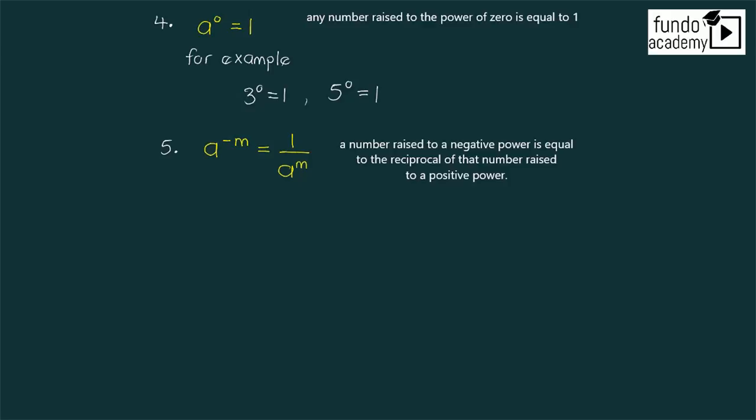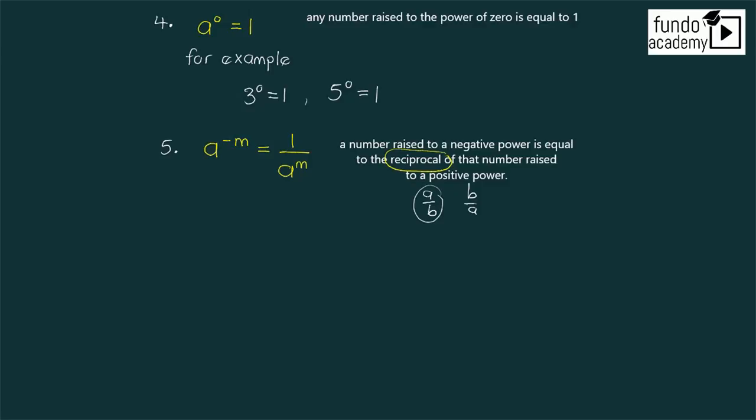The word reciprocal here is of interest. Reciprocal, the reciprocal of a number. If you have, say, your fraction a over b, the reciprocal of a over b will be b over a. In other words, you invert. The numerator becomes the denominator and the denominator becomes the numerator. That is what we call a reciprocal.